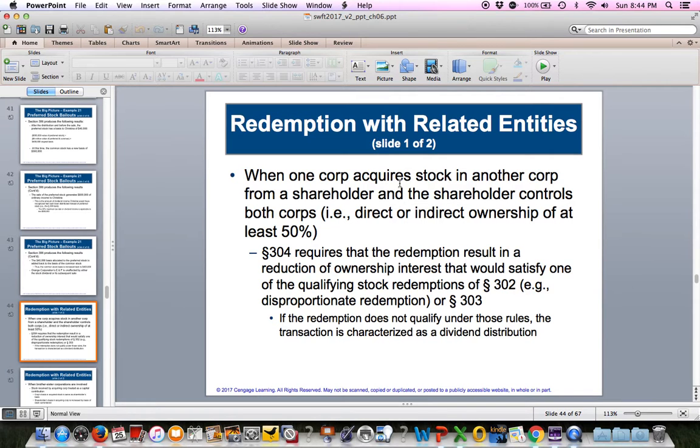Okay, let's talk about redemption with related entities. When one corporation acquires stock in another corporation from a shareholder, and the shareholder controls both corporations, with direct or indirect ownership of at least 50%, Section 304 requires that the redemption results in a reduction of ownership interest that would satisfy one of the qualifying stock redemptions. If the redemption does not qualify under those rules, the transaction is characterized as a dividend distribution and taxed accordingly.